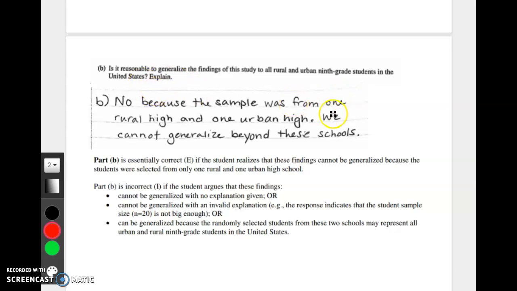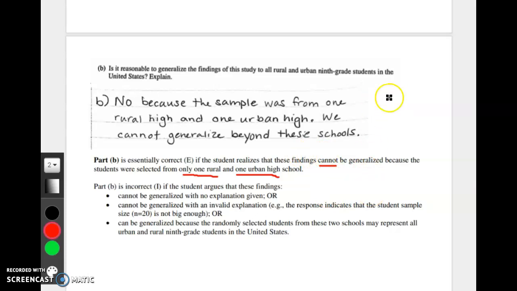So for both of these, because they were from one rural high school and one urban high school, we really could only generalize to those schools. We can't generalize beyond those specific schools. And I believe, if I go down to my scoring key, this was sufficient. You get essentially correct if you realize the findings cannot be generalized. So you have to say you cannot generalize to the population, and somewhere you have to mention they only sampled from one rural and one urban high school. And then no P here, that's either E, all or nothing. So if you didn't have those two things, you wouldn't have gotten any points for this question.